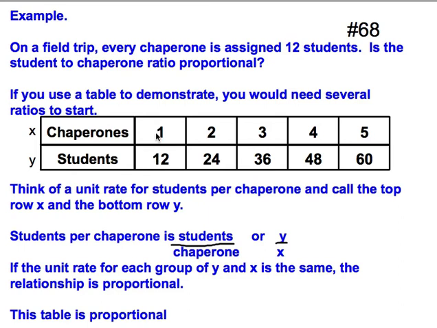12 divided by 1 is 12. 24 divided by 2 is 12. 36 divided by 3 is 12. 48 divided by 4 is 12. 60 divided by 5 is 12. So this table is proportional.